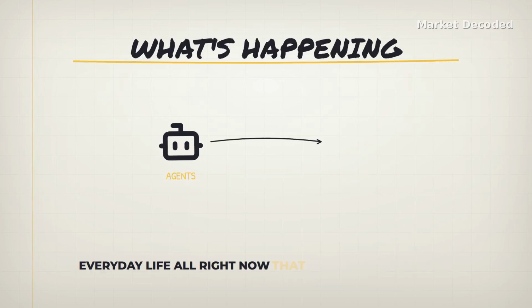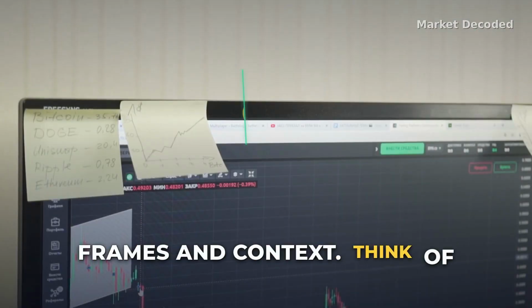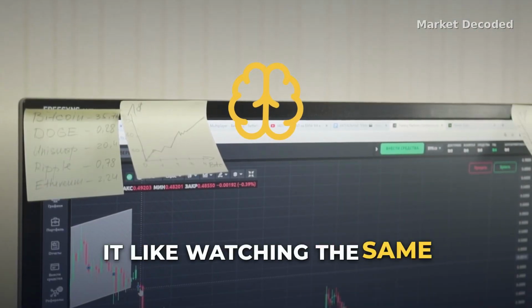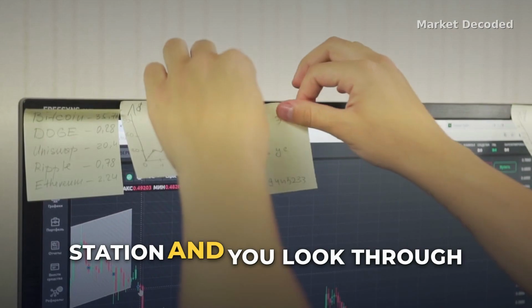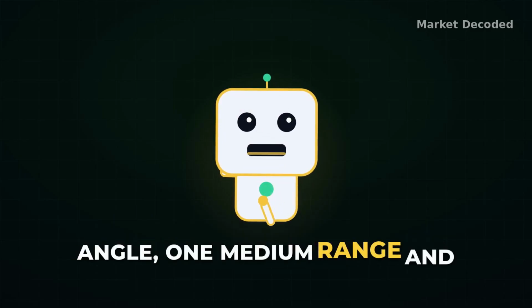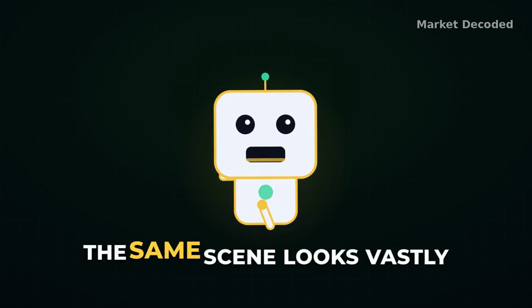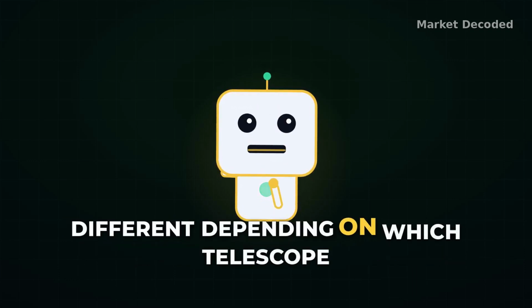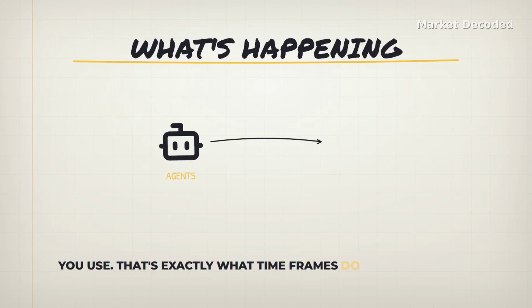All right, now that you understand how candlestick patterns are built from each price tick over a certain period, let's dive into something even more crucial: time frames and context. Think of it like watching the same event through different telescopes. Imagine you're at a busy train station and you look through 3 different telescopes, one wide angle, one medium range, and one zoomed in so tight you can see individual faces. The same scene looks vastly different depending on which telescope you use. That's exactly what time frames do for candlestick charts.